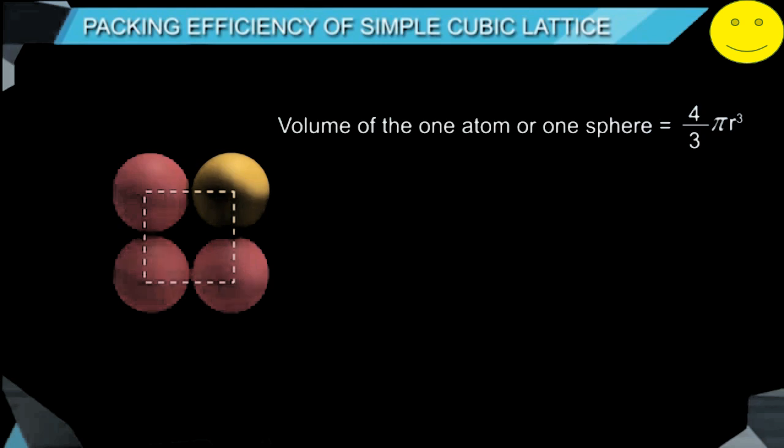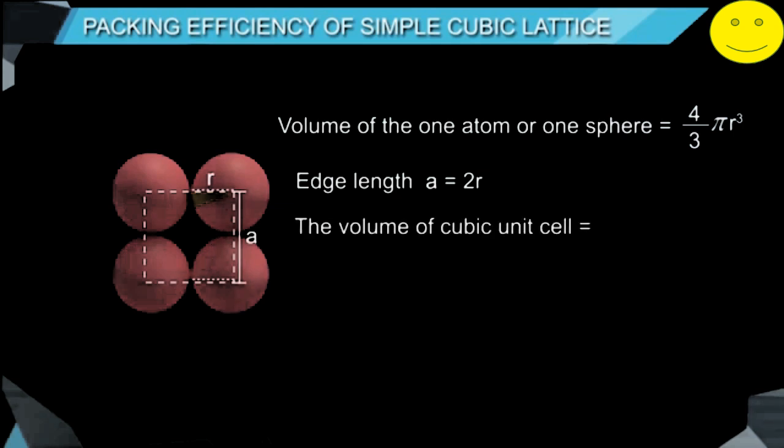Let a be the edge length of the unit cell and r be the radius of the sphere. The spheres at the corners are touching each other. Then we have edge length a equal to 2r. The volume of a cubic unit cell is equal to a cube. In place of a we will put 2r, so (2r) cube, and that is equal to 8r cube.